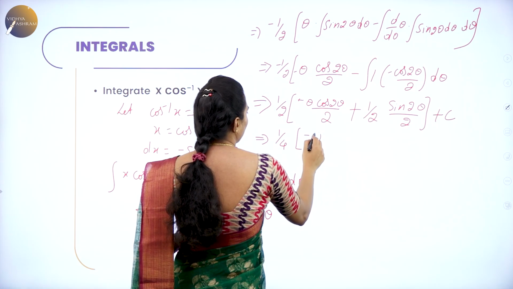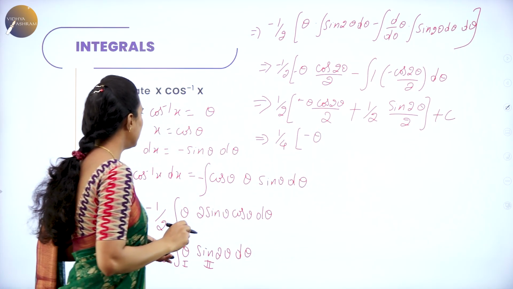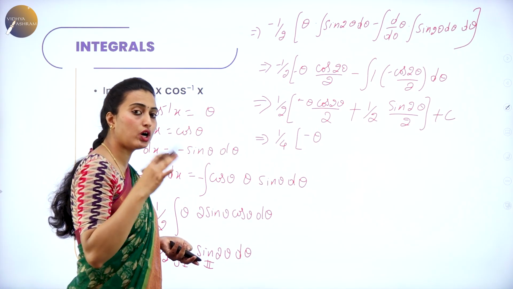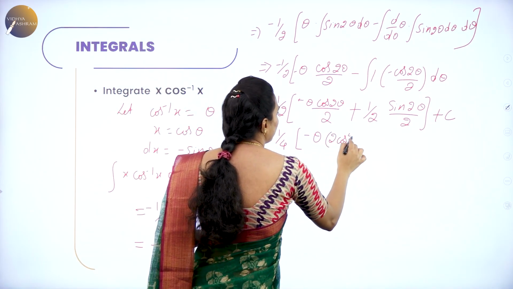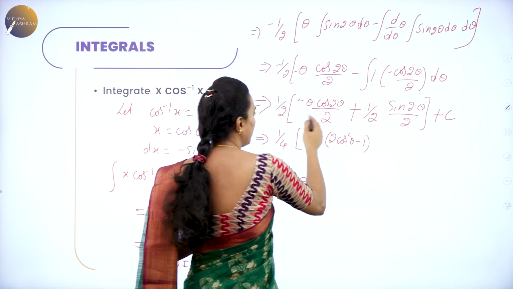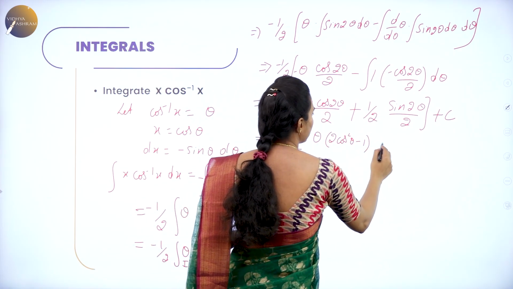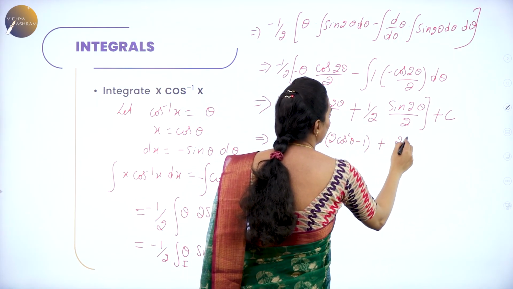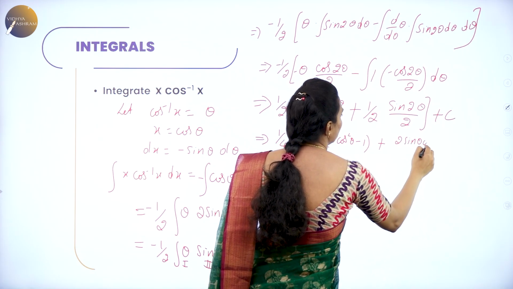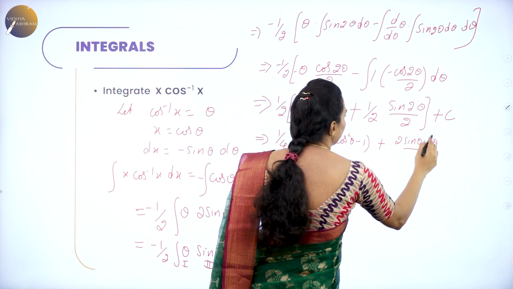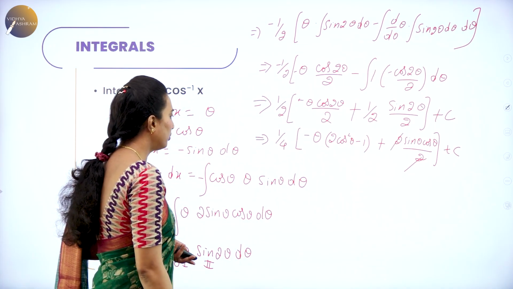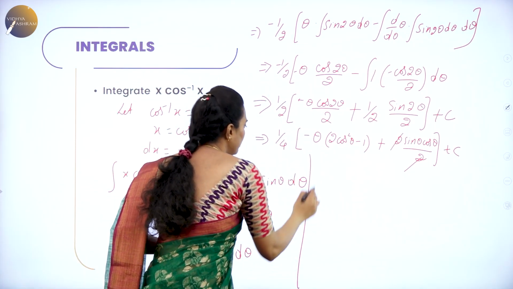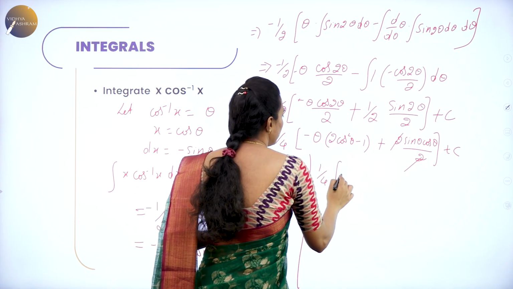minus theta, cos 2 theta can be written in terms of what? Cos only: 2 cos squared theta minus 1. Again 1 by 2 already removed outside, remaining is plus C here, 2 sin theta into cos theta divided by 2 plus C. Now 2 will get cancelled. So therefore the answer will be equal to 1 by 4 into minus theta.